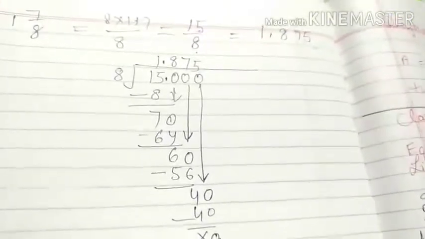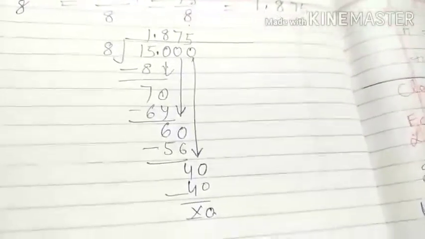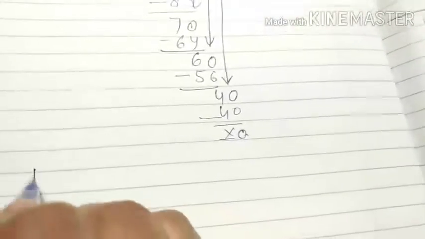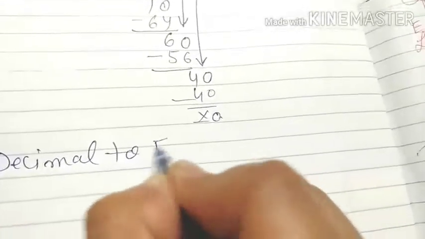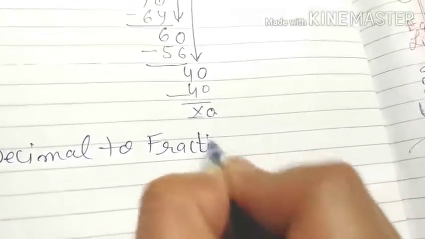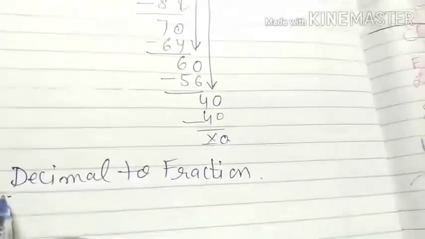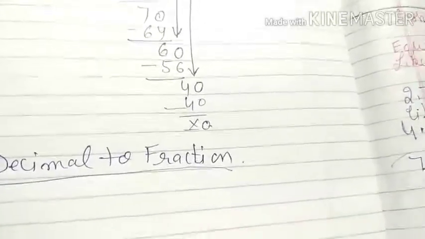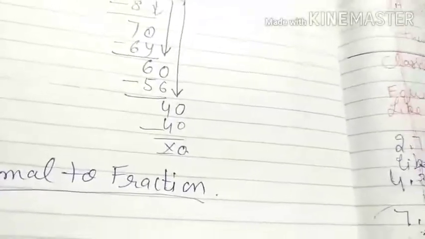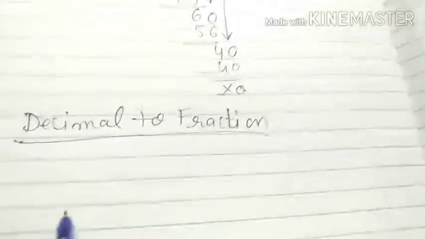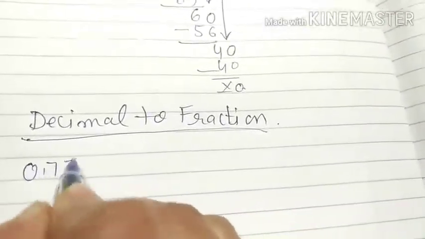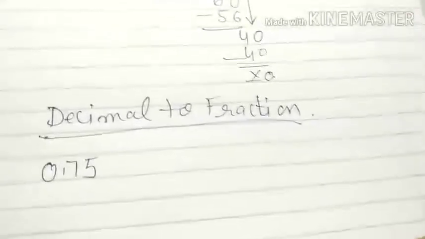Now next is if I have to convert back. Now decimal to fraction. Now I want to move back from decimal to fraction. If a decimal number is given to me, how will I convert that back into a fraction? If I have a number like 0.75, so what will I do?